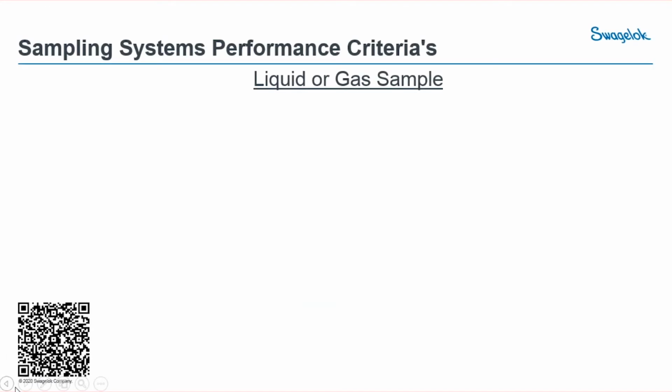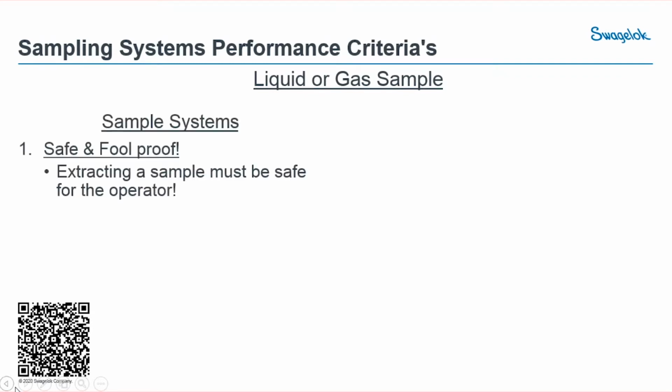When we talk about sampling systems, whether it's a liquid or gas sampling system, the sample that you take, for the sample systems, we say that it needs to be safe. Safety first, right? So it needs to be safe, and at the same time, it comes hand in hand, where for the system to be safe, it needs to be foolproof. You do not want to encourage operator errors or non-clear instructions on how to operate a sample system.